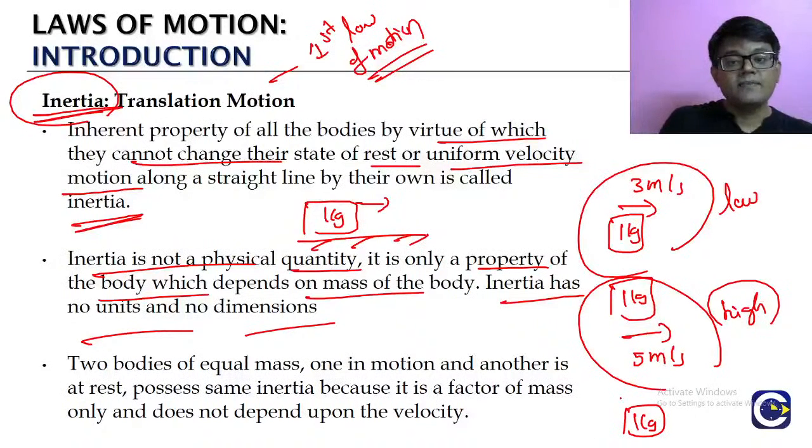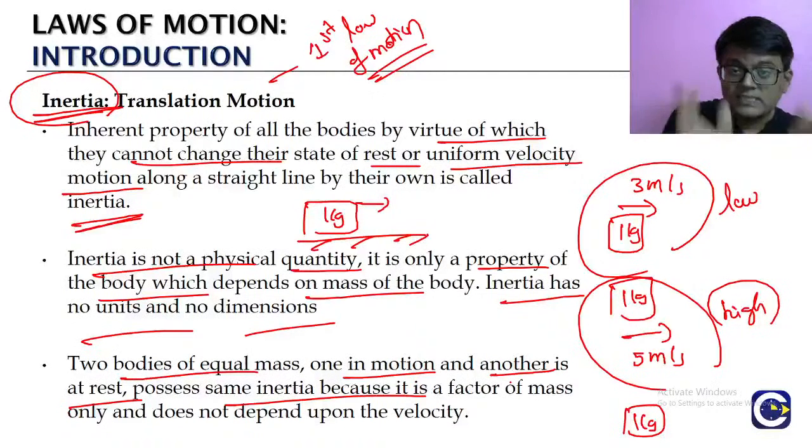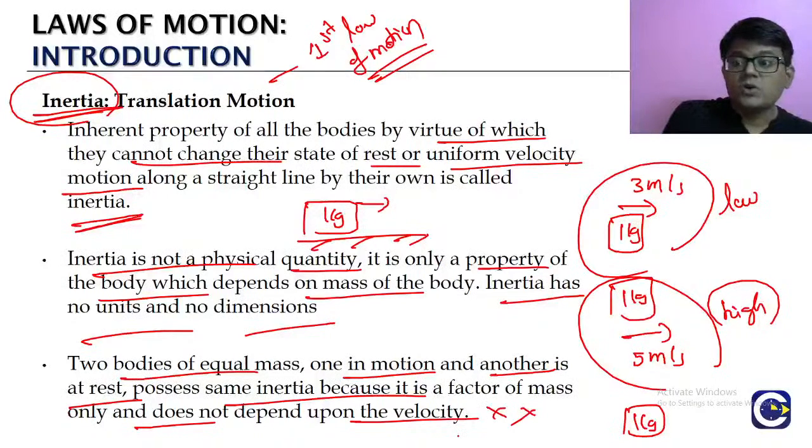In all these cases, when you talk about the inertia, the ability of that 1 kg mass to hold on to its state, whether a state of rest or a state of motion, the inertia depends only on the mass. If you have two bodies of equal mass, one in motion and the other at rest, both possess the same inertia, because inertia depends only and only on the mass and not on the velocity. The momentum of the 5 meter per second object is higher, but inertia is not quantified by momentum. It is quantified by the mass.